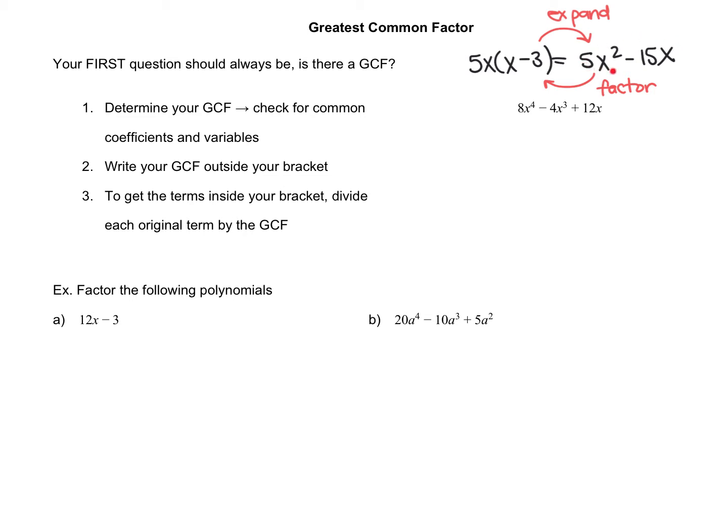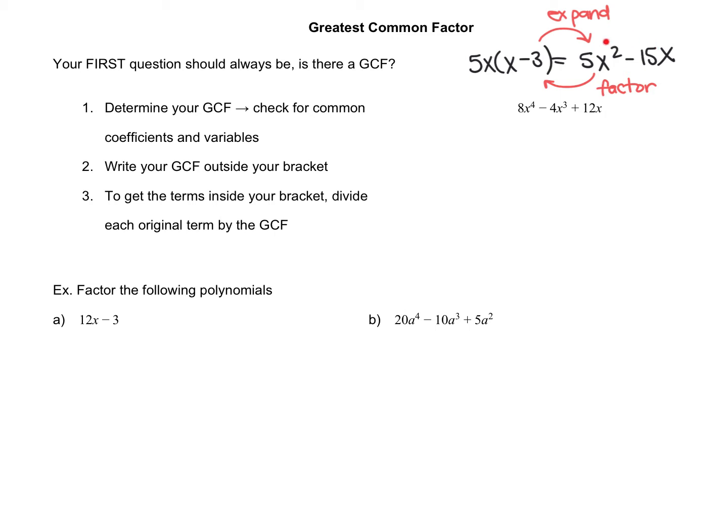So we take our expanded form and we factor to reintroduce the brackets. There are many methods for factoring, but the first one is called a greatest common factor, and it is the first question you should always ask yourself before you apply any other method that we will be learning later on.